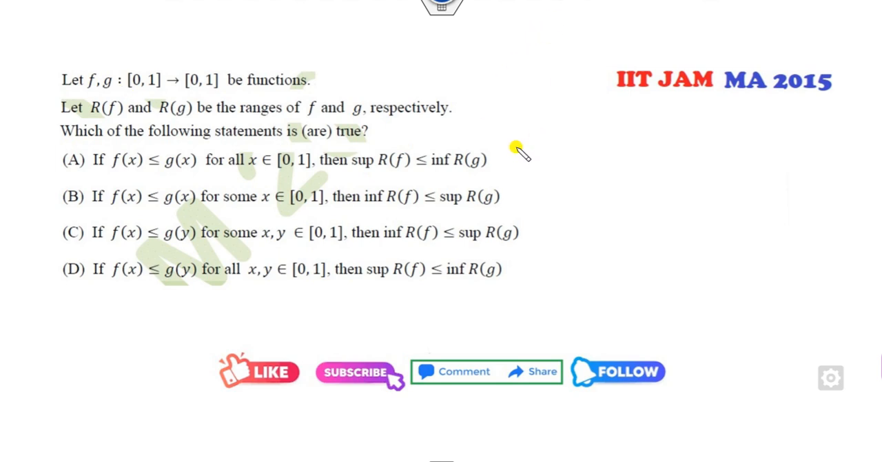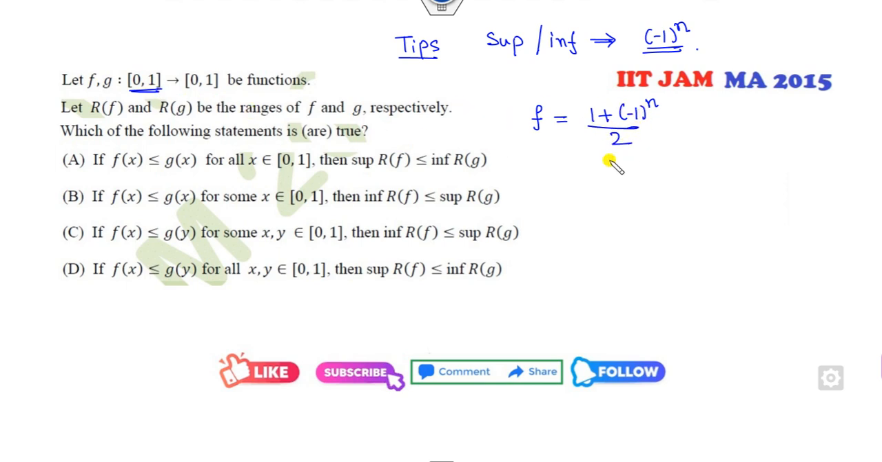Okay, look at this another one. Whenever f and g are functions, look at the range. Always remember, when you have the supremum and the infimum, always take the example of (-1) to the power n. But right now it's 0 to 1. So I can choose my function as 1 plus (-1) to the power n. Clearly its value lies from 0 to 2, so I can divide it by 2.